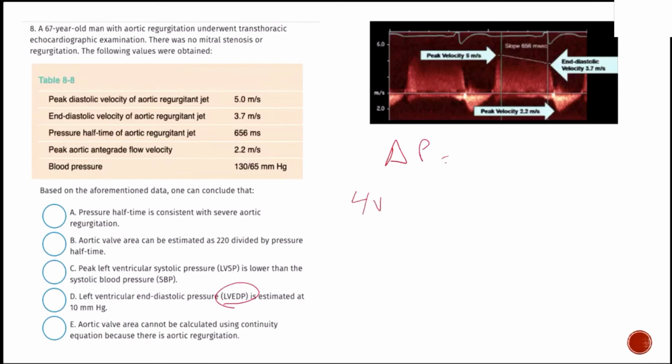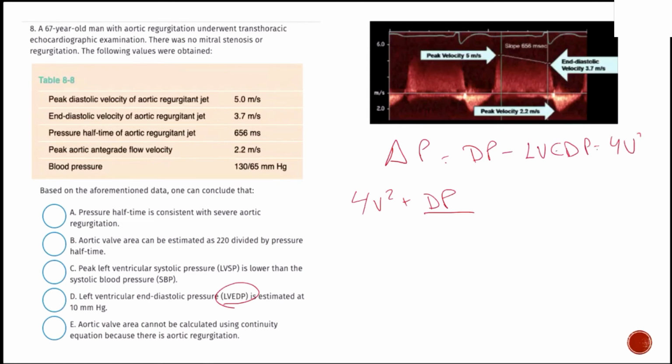So 4V squared plus some kind of pressure here, right? But it's not our right atrial pressure because we're on the other side. So what if I told you that you could use your diastolic pressure here as that reversal agent? If we rearrange this equation, our change in pressure would actually be our diastolic pressure now minus our left ventricular end diastolic pressure.